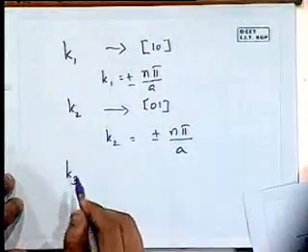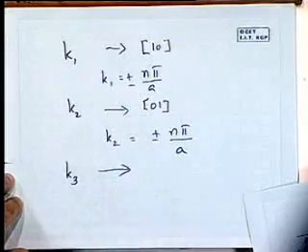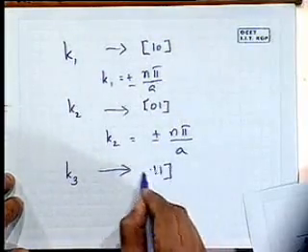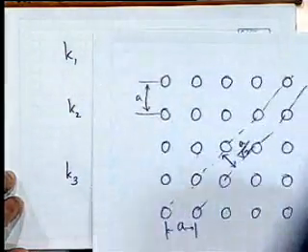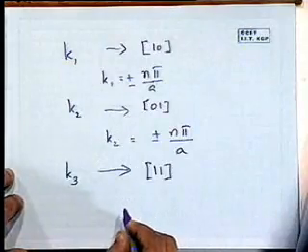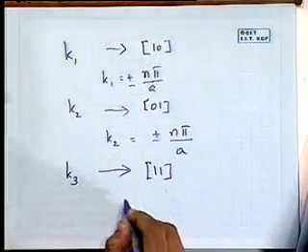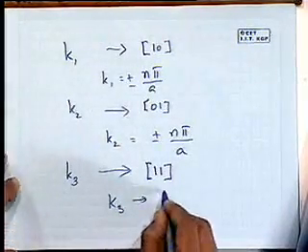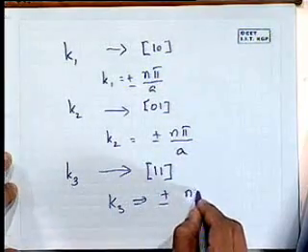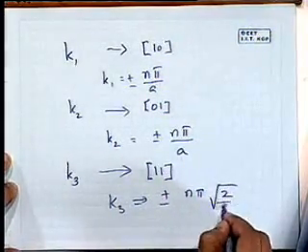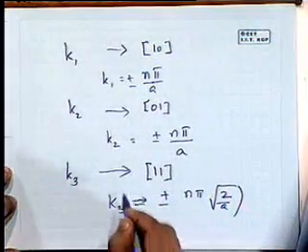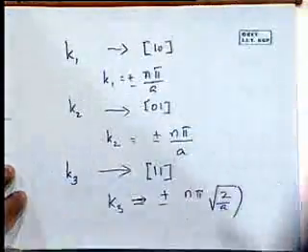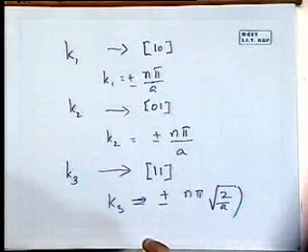Consider k3, which is propagating along the 1, 1. And in that case, exactly, we'll get a by root 2 term. k3 is equal to plus minus n pi root 2 by a. These are the three conditions for your understanding, that there are different directions. We get different conditions for which diffraction is going to occur.